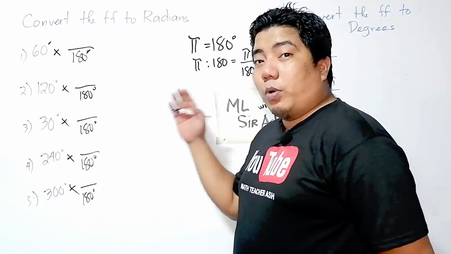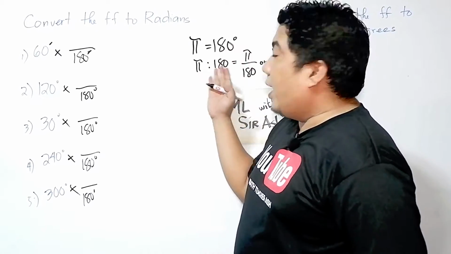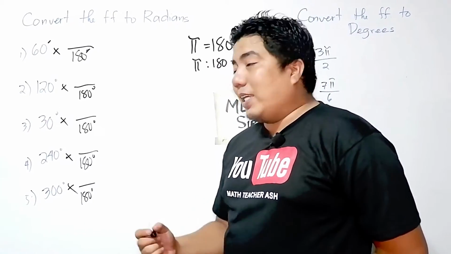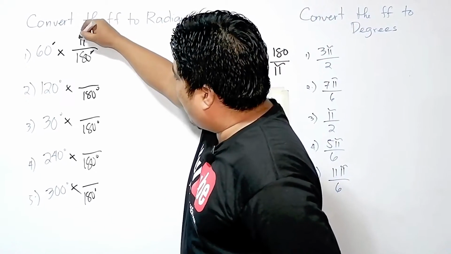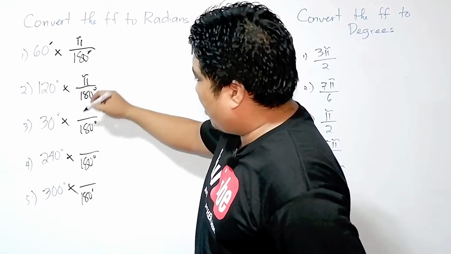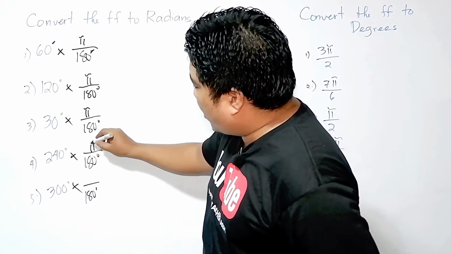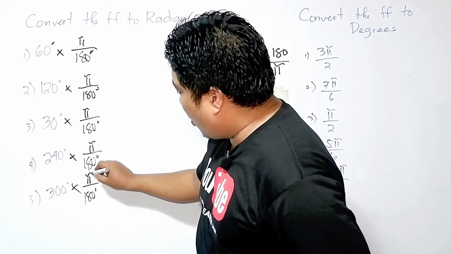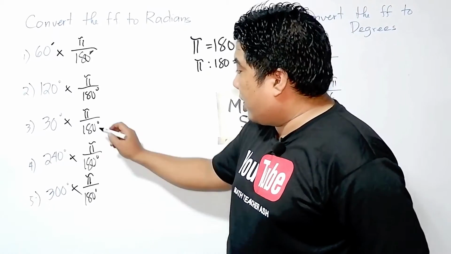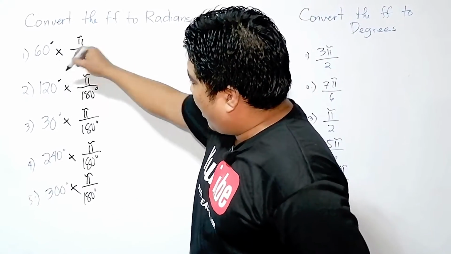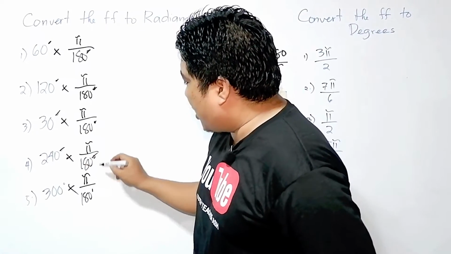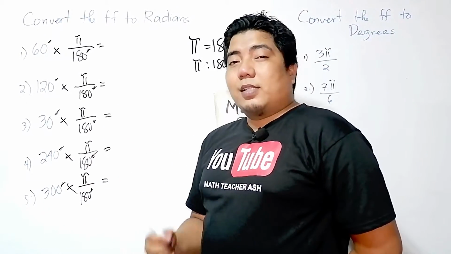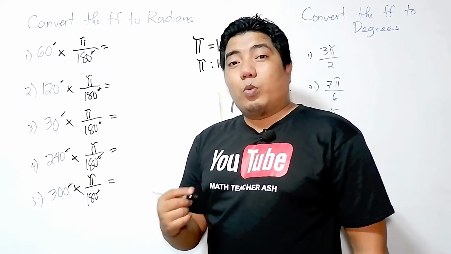Let's go back to our ratio. We have pi is equal to 180 degrees. So, in 180 degrees, there is 1 pi or just pi. By doing so, we can now eliminate our degrees. And our final answer will have the radian measures. You will know that it is a radian measure because it is denoted with a pi.